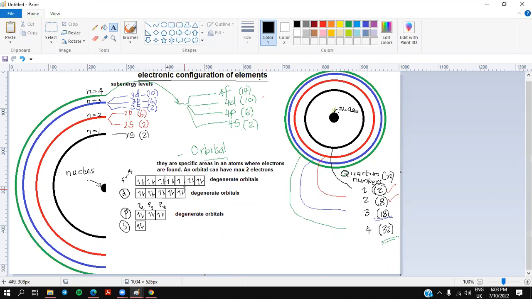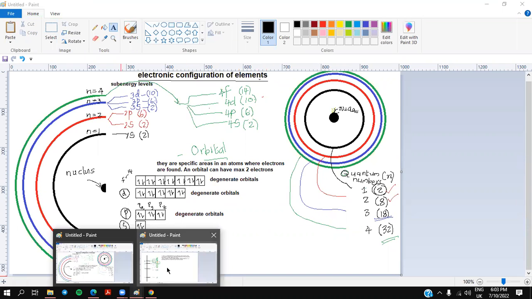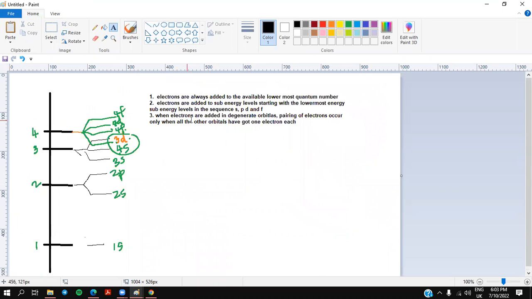Okay. You have the idea about degenerate orbitals now. And what I told was, when electrons are added in degenerate orbitals, pairing of electrons occurs only when all other orbitals have got one electron each. The meaning is this.